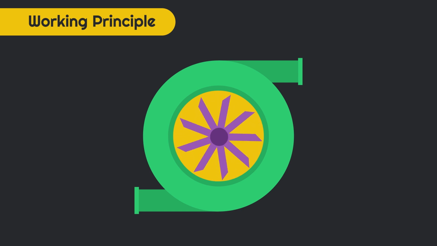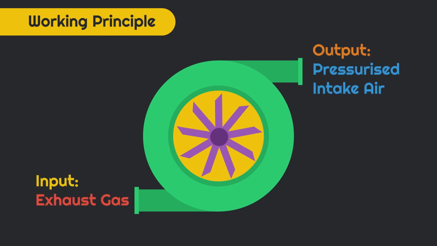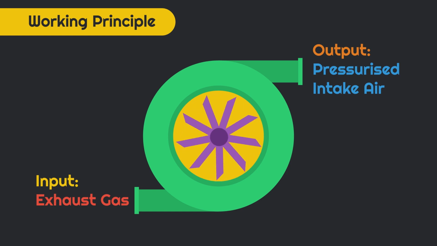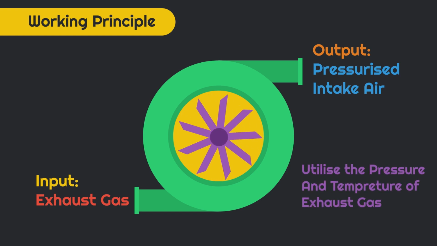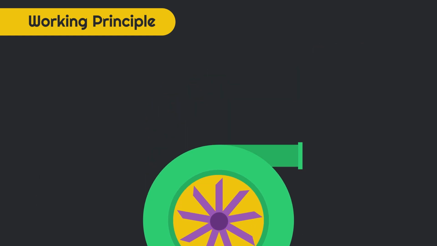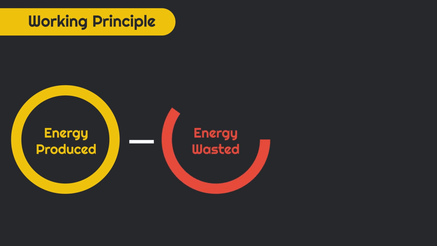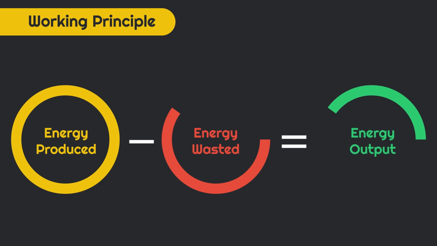Turbocharger works on a very straightforward principle, in which it sends the energy released from the engine exhaust back to the engine itself. In general, the engine produces net energy of 100%, from which some amount of energy is wasted while the rest is available at the output. In this case, turbocharger decreases the amount of energy wastage, which results in increased output and fuel efficiency.